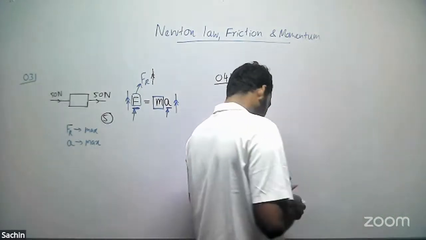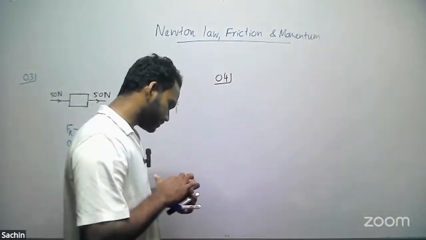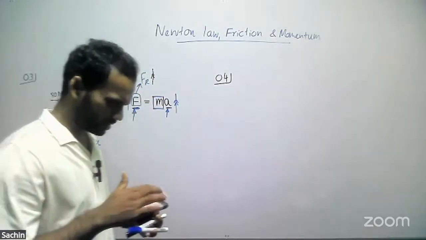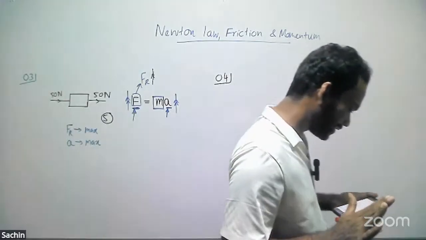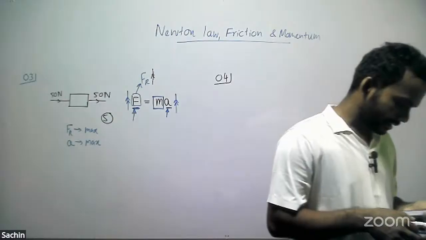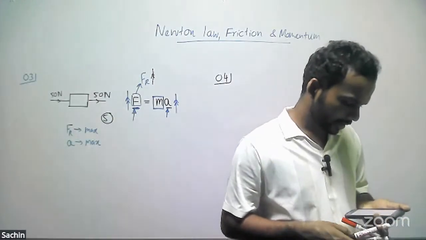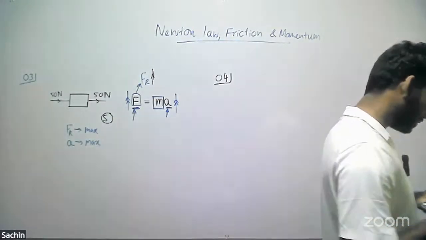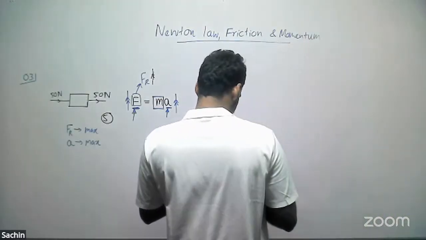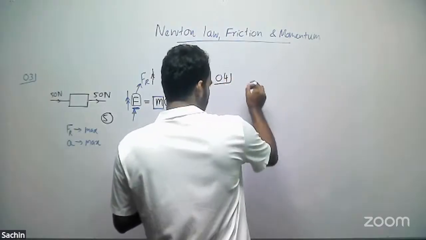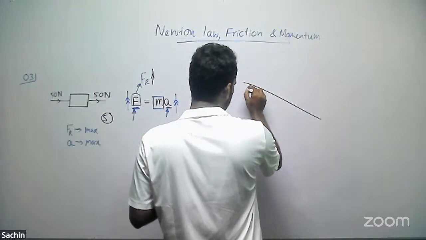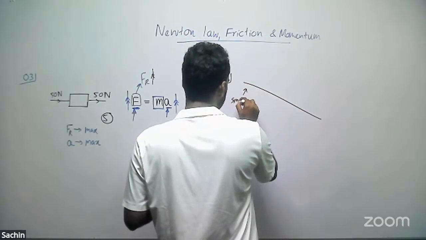So fourth question, calculate the acceleration. This is a very famous question and actually a good one, a very conventional question. Calculate the acceleration of an object which is kept on an inclined plane with theta inclination with the horizontal. That should be horizontal. Okay, like this. There is an inclined plane.